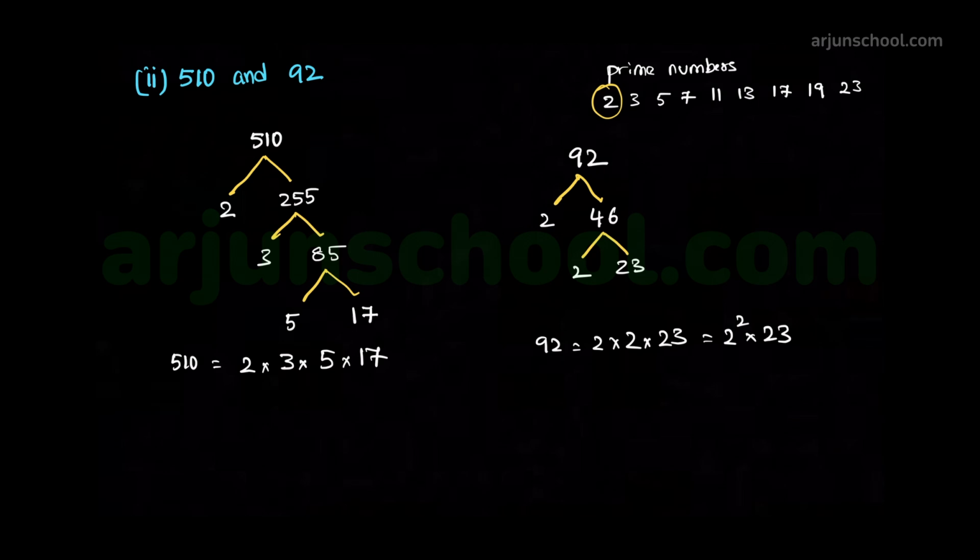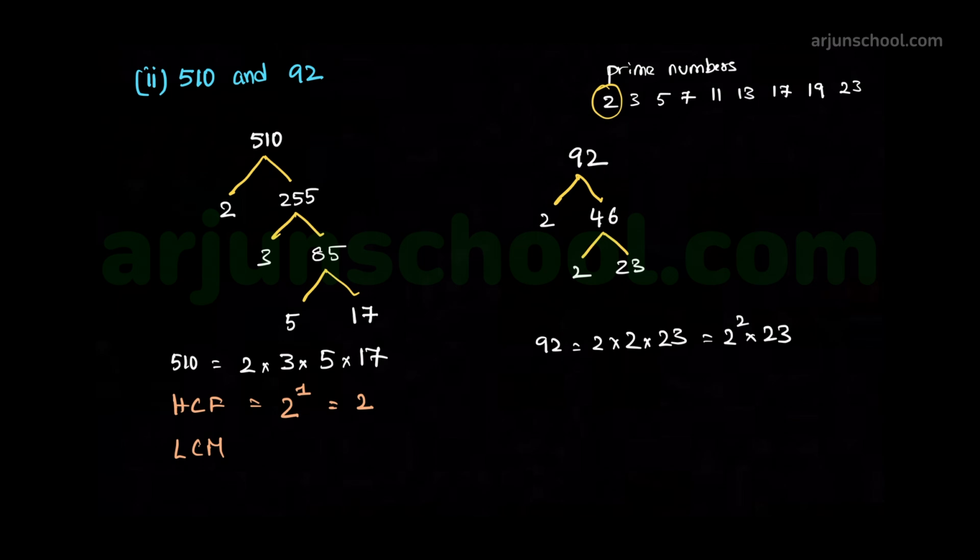Apply the definition of HCF. HCF is the product of all the common prime factors with the smallest power. And what are the common factors that we have for 92 and 510? We have 2. And what is the lowest power of 2? It is a minimum of 1 and 2, which is 1. Therefore, HCF of 510 and 92 is equal to 2 power 1, which is equal to 2.